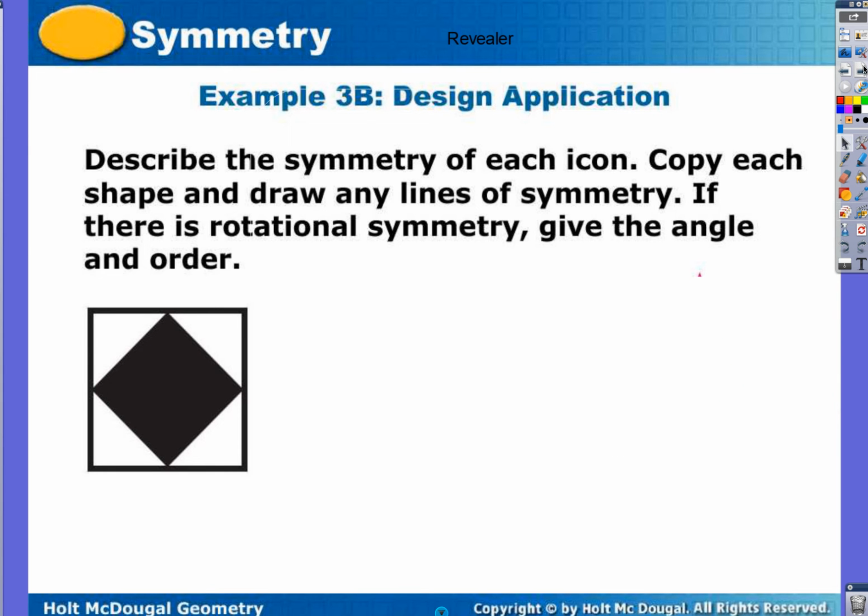Okay, how about here? Describe the symmetry. So try to draw this on your own paper. And we want to know, is there line symmetry and is there rotational symmetry? Well, definitely there's going to be line symmetry. Let's start off with that one. So that's definitely going to be a yes.